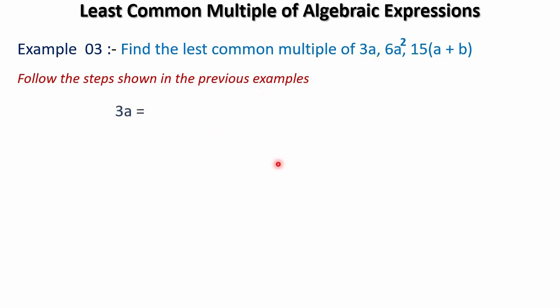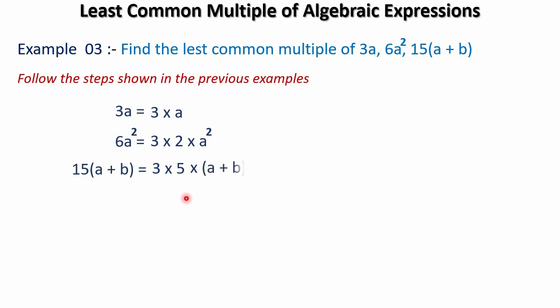So first, 3a, that is of course 3 into a. Second, 6a square, you can write 3 into 2 into a square. 3 and 2 are prime factors. 15 into a plus b, you can write 3 into 5, prime numbers, and a plus b as it is. So second step, we have to find the largest power of the given prime numbers. In this case 3 only. If you consider the algebraic terms, a is there, a square is there, so we have to select a square. Here 3 and 2 and 5 also we have to select. a plus b also we have to select.